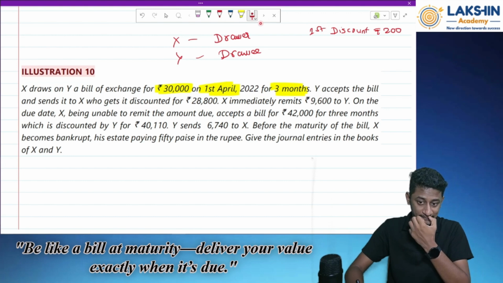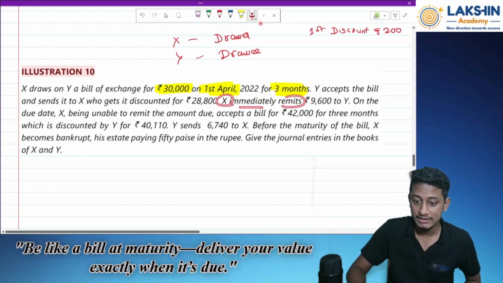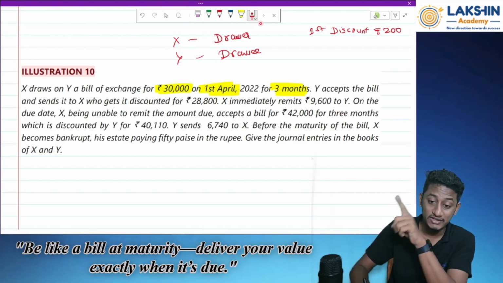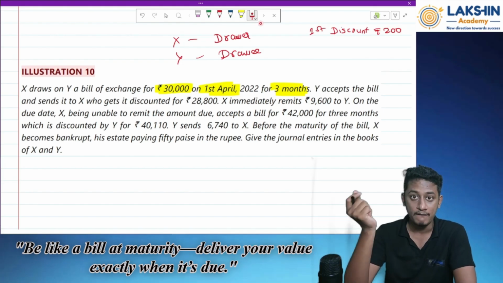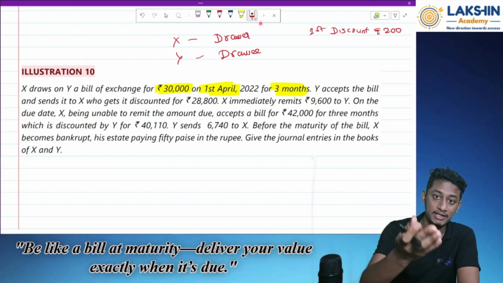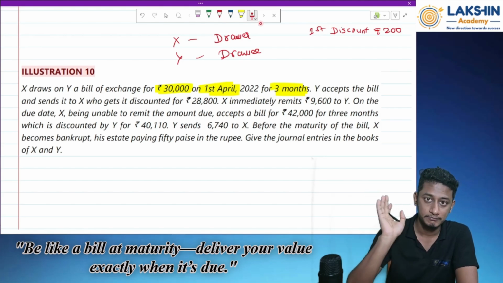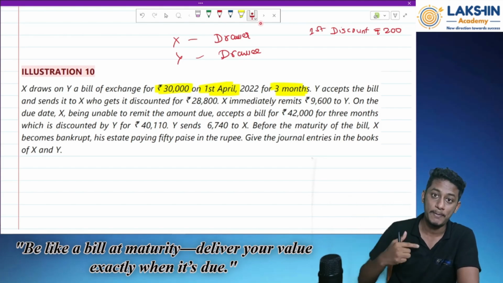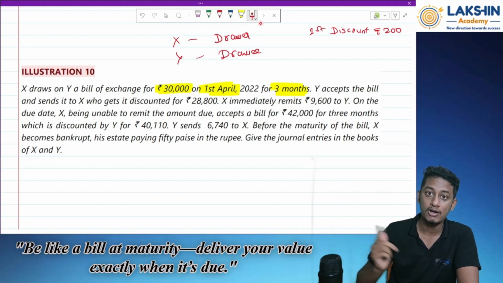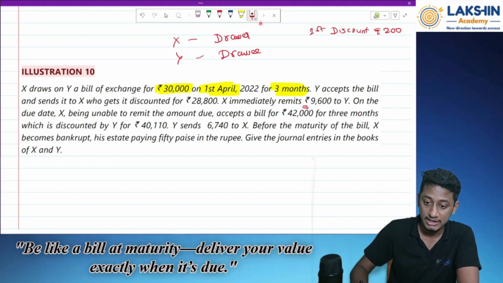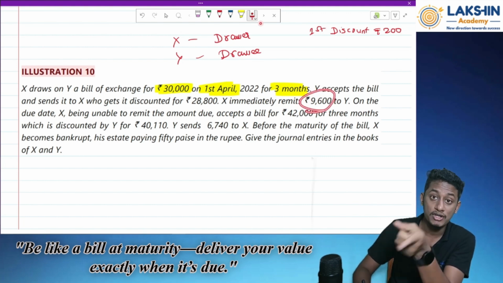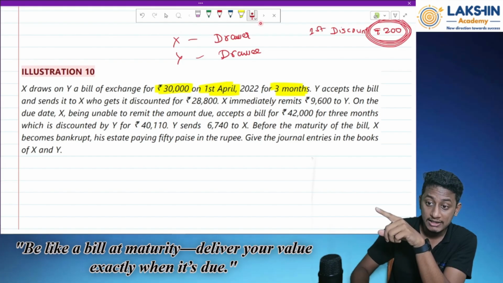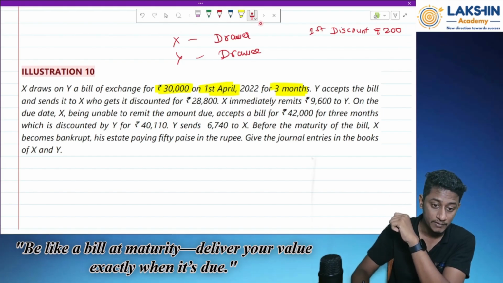Okay, then going ahead. X immediately remits the money of rupees 9,600 to Y. So now what has happened? Because of this, we come to know that it is an accommodation bill. X has drawn a bill, gave it to Y. Y accepted it, gave it back to X. X went to the bank, discounted the bill, and gave some money to Y. Because both are party to the fraud, the party involved in the fraud transaction, he has given 9,600 to Y. But along with this 9,600, what else should be given? A part of the discount amount should also be given. Okay, fine. Then going ahead.